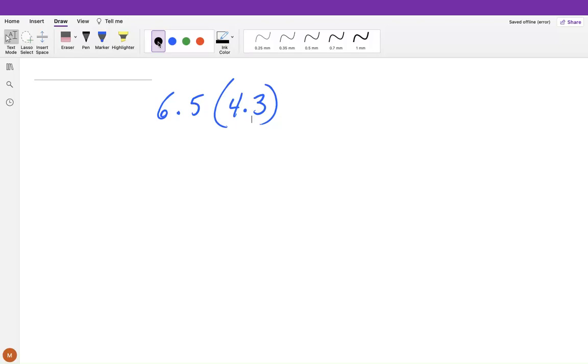All right, so for this one, we're going to multiply now with decimals, 6.5 times 4.3. I'm going to go through it first by just doing it the way that you guys probably learned it, and then I'm just going to explain it at the end just to make sure that we all understand.